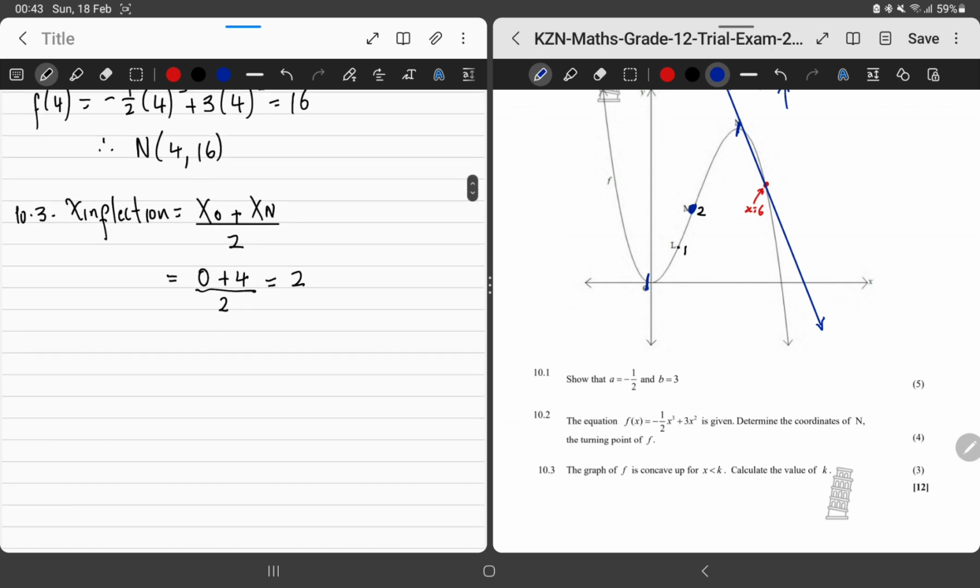divided by 2. This means that k should be equal to 2.